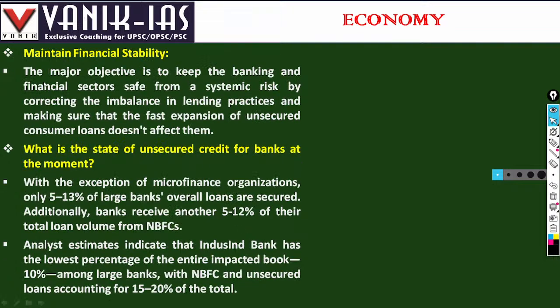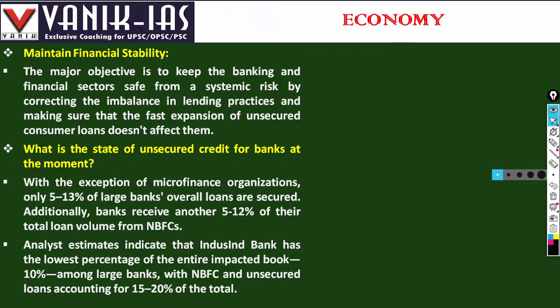Maintain financial stability. The major objective is to keep the banking and financial sector safe from systemic risk by correcting the imbalance in lending practices and making sure that the fast expansion of unsecured consumer loans does not affect them. What is the state of unsecured credit for banks at the moment?